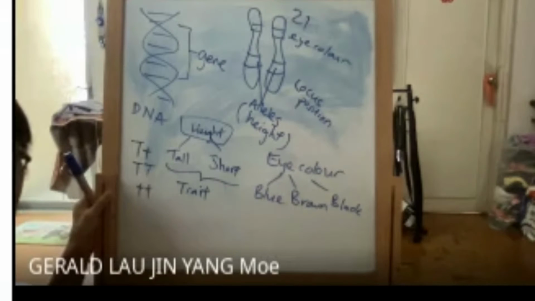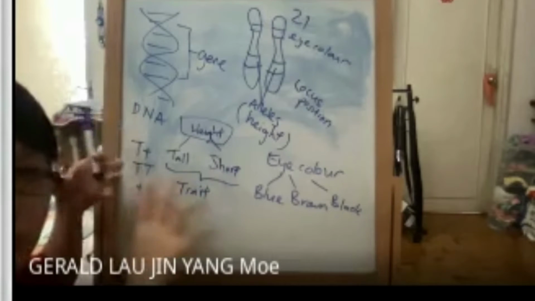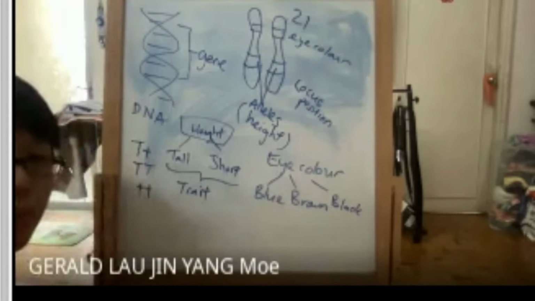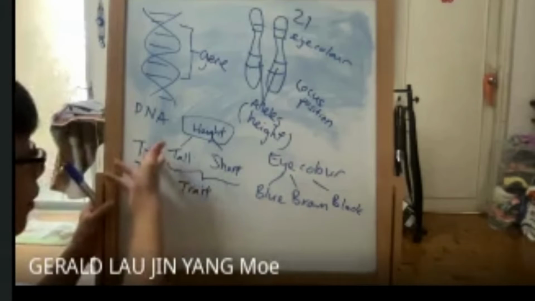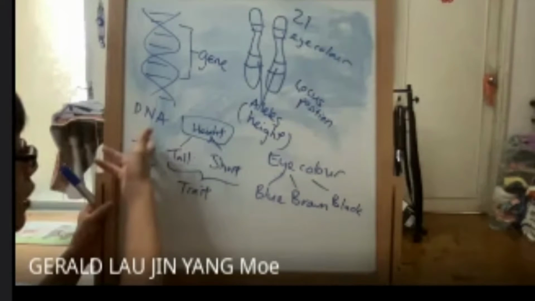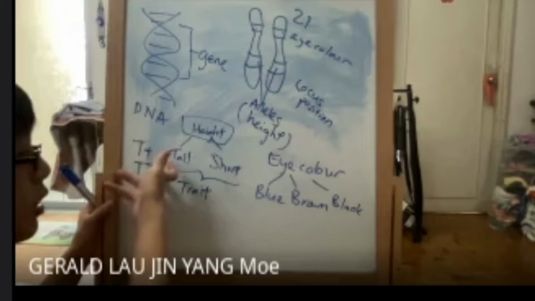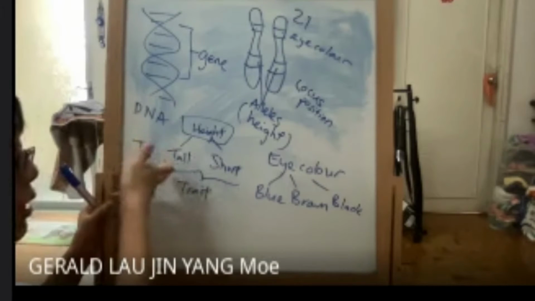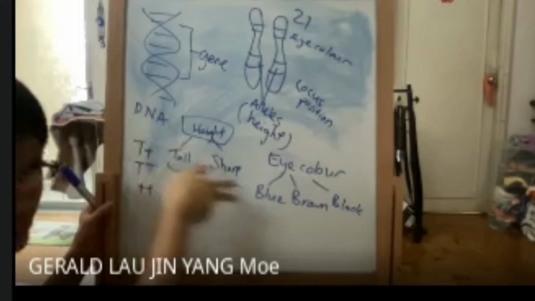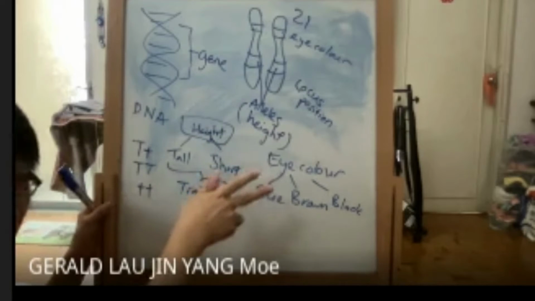Okay. Now, this is related to dominant trait and recessive trait. Basically, if my dominant allele already has capital T, then this is the dominant trait. The dominant trait is tall. Recessive trait will be short. Can you understand this part?